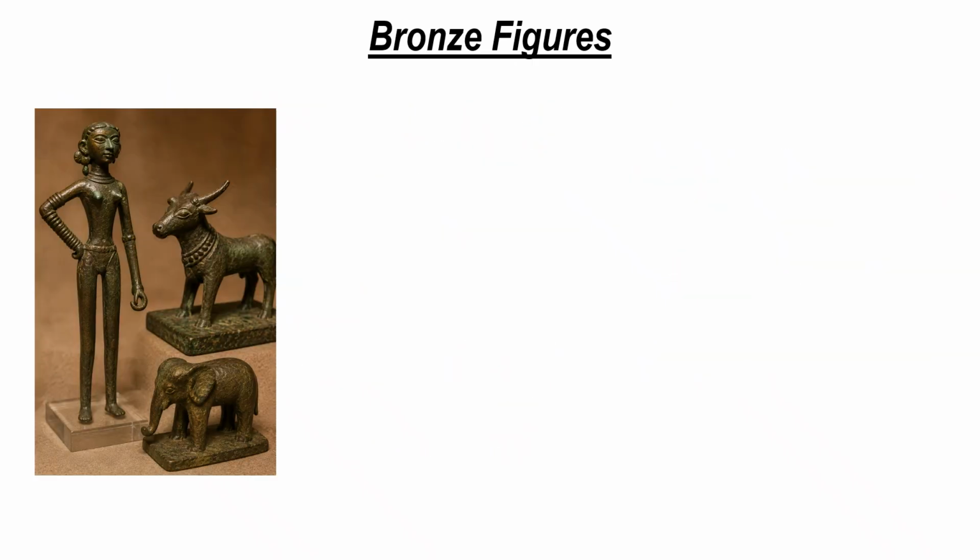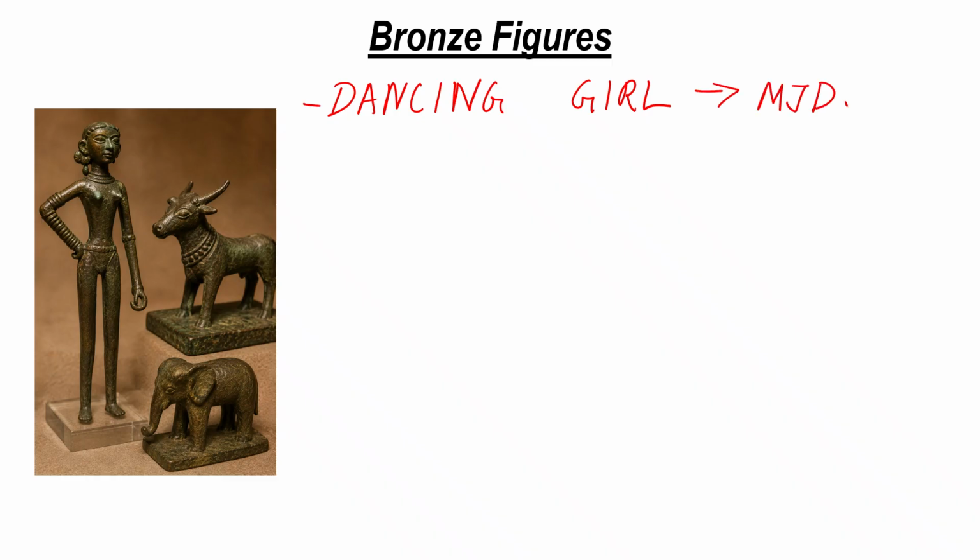Now we will see what the famous bronze figures were. Among bronze figures, we already know that the dancing girl was there. It was found in Mohenjo-daro. So the dancing girl was one of the most important things.